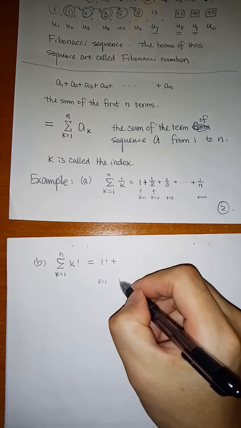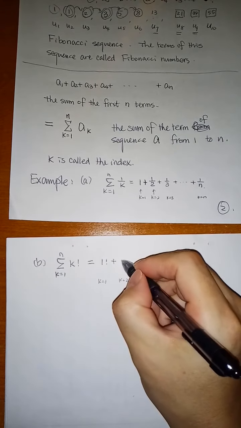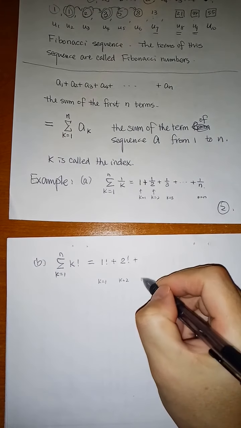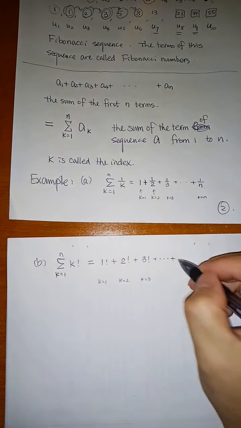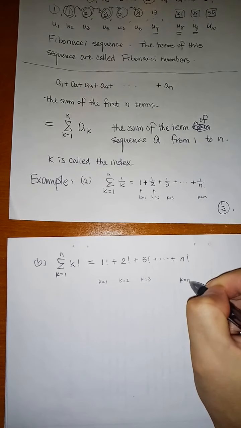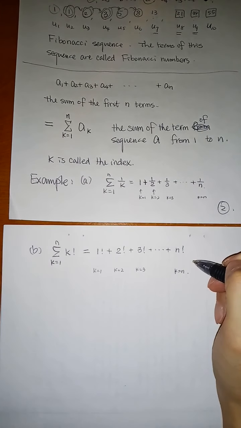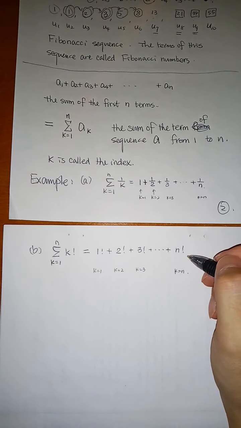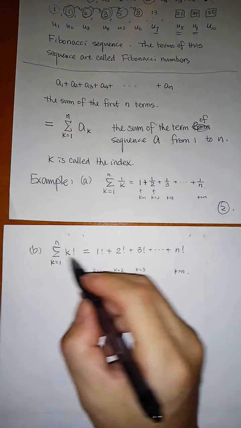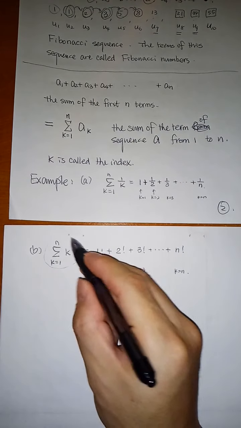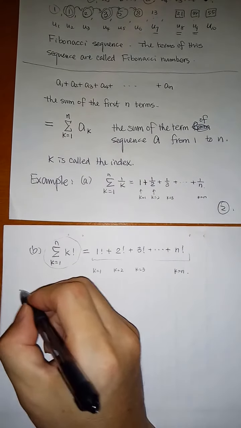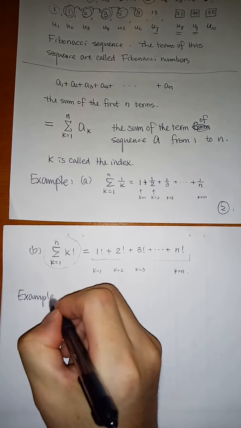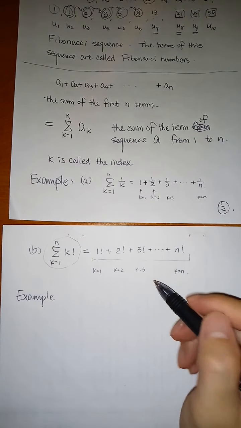And then you do addition, add k equal to 2. K equal to 2, you have 2 factorial. And then you get plus k equal to 3, then you get 3 factorial. Until you reach the last one, n factorial, when k is equal to n. Okay? So that is the compact notation, and this is long notation. From compact notation, you should be able to write it in a long notation.